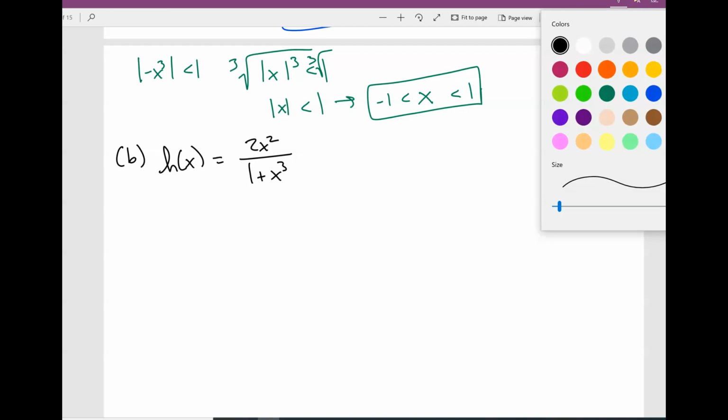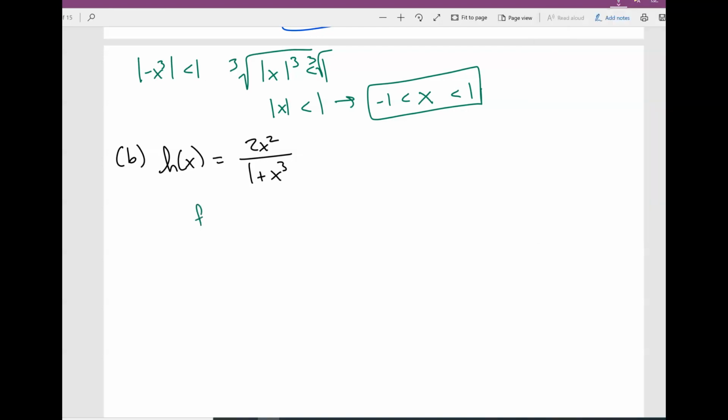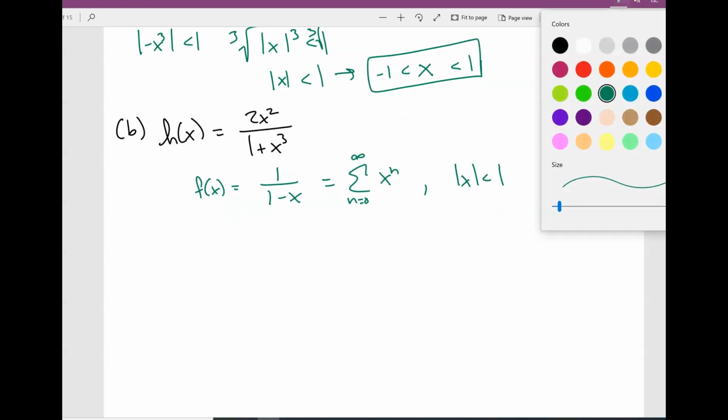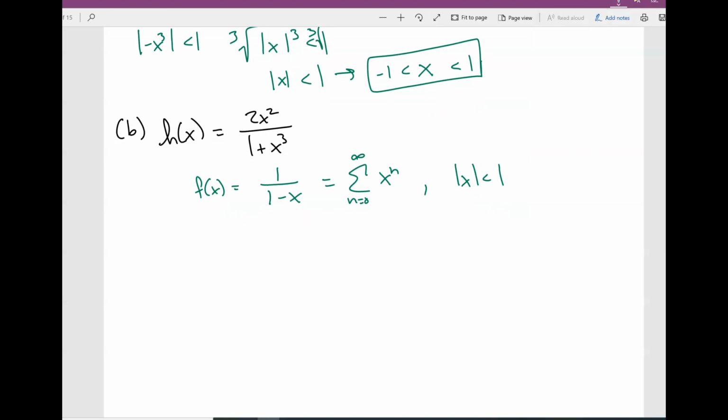So I know that the power series representation of f of x, which is 1 over 1 minus x, is equal to the sum from n goes from 0 to infinity of x to the n, provided that the absolute value of x is less than 1. Okay, so now this is not what I want. What I want to know is for this h of x, which is equal to 2x squared over 1 plus x cubed.